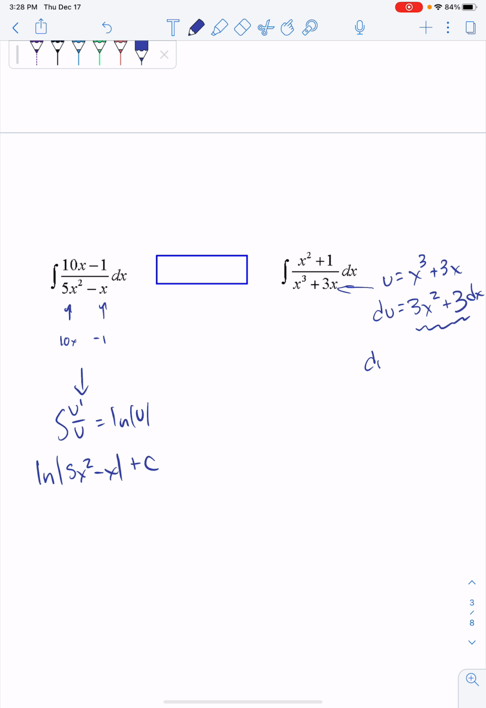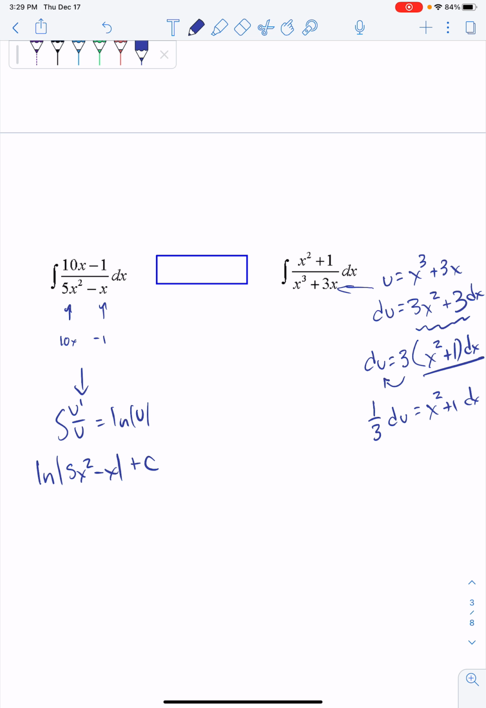So I'm going to change this du. I'm going to factor out the 3 so that I have an x squared plus 1 left over. Now this just looks like the top. So I've just got to move the 3 to the other side. So that's 1/3 du is equal to x squared plus 1 dx. Now I can go ahead and substitute everything in.